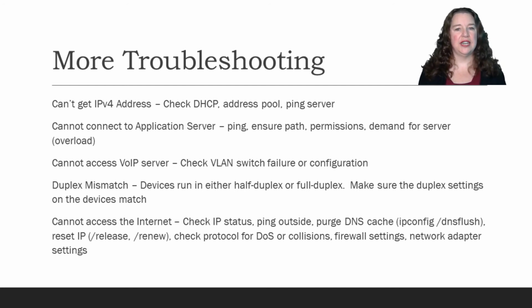ipconfig with a /flushdns flag. Flush your cache. Reset your IP address. Release it and then renew it. So ipconfig /release, ipconfig /renew. And this will get you a new IP address from the DHCP.